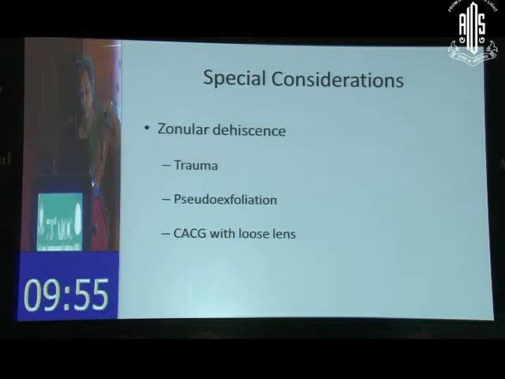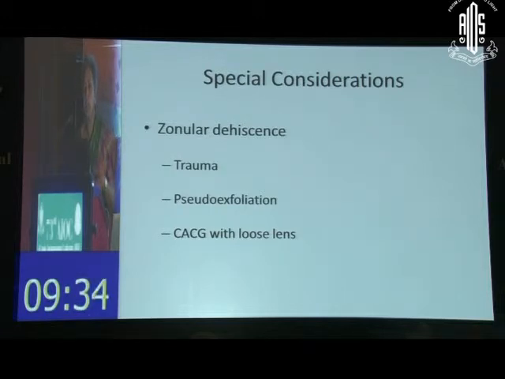Zonular dehiscence may be related to trauma. It may be because of the pseudoexfoliation like Dr. Ramakrishnan was explaining. Or we tend to see what we call a loose lens in the angle closure glaucoma. There is no actual subluxation of the lens. The looseness of the zonules contributes to the lens moving forwards, resulting in the angle closure.